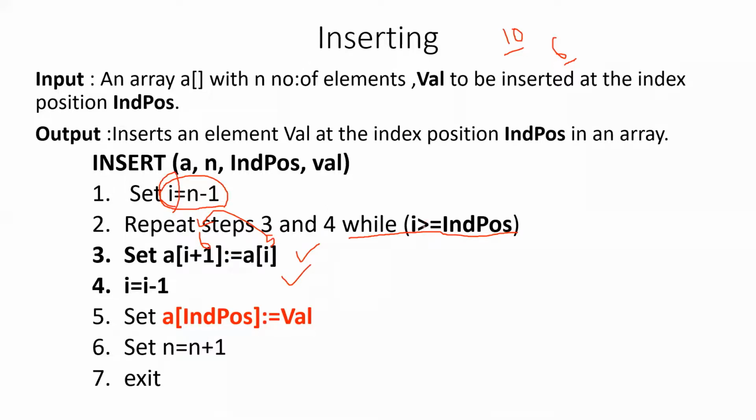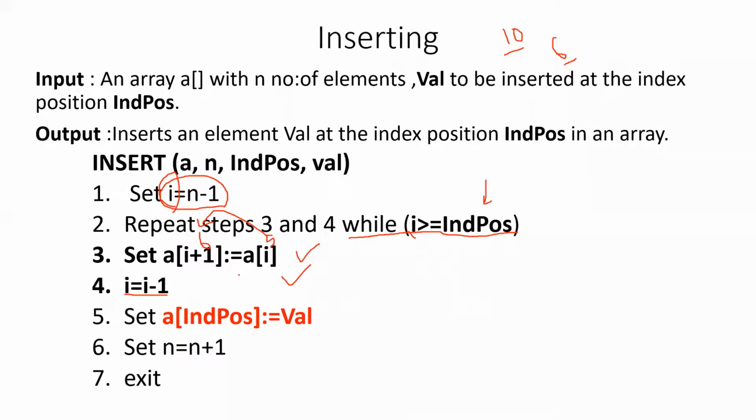That's all. The condition we are checking is whether I is greater than or equal to the index position. We know the position where we want to insert. We are checking with the current value of I, starting from the last index position. We will be decrementing the I value in each step, and then we will check whether the I value is greater than the index position.